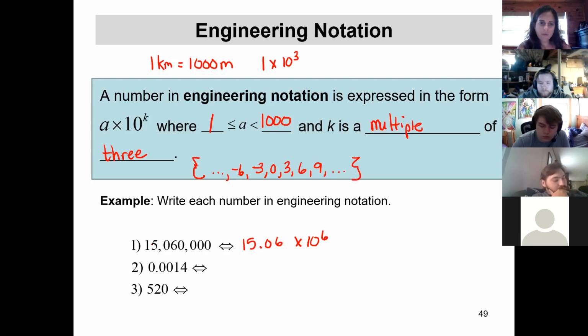If this was in scientific notation, you would have moved the decimal place here and given yourself 1.506 times 10 to the 7th, but we don't want that for engineering. Engineering's in triples. Okay, so I can only move the decimal places by 3, so I'm going to move this decimal place here. So 1.4 times 10 to the -3. That scientific and engineering actually match in that case. Sometimes they will. They are the same.